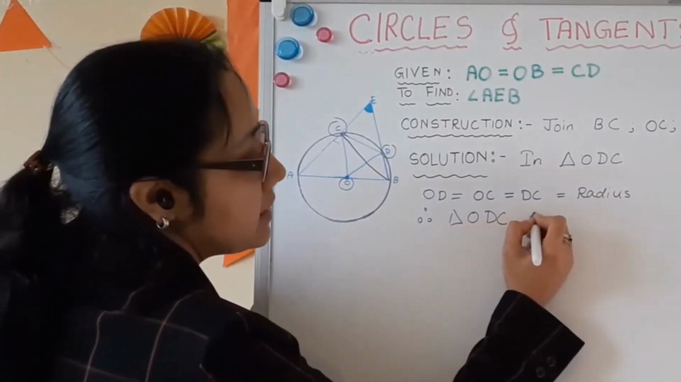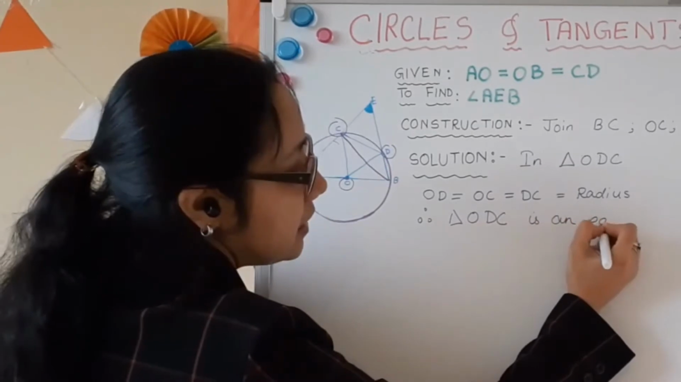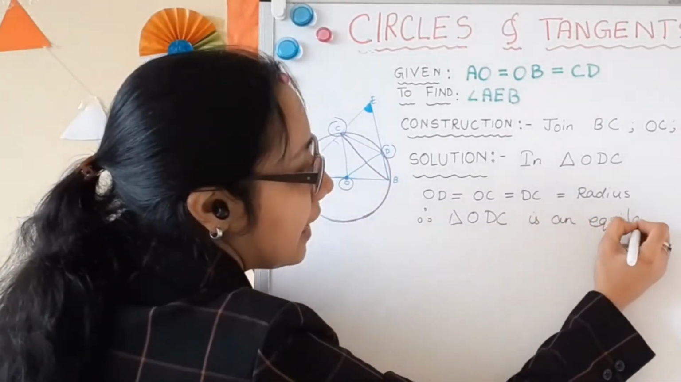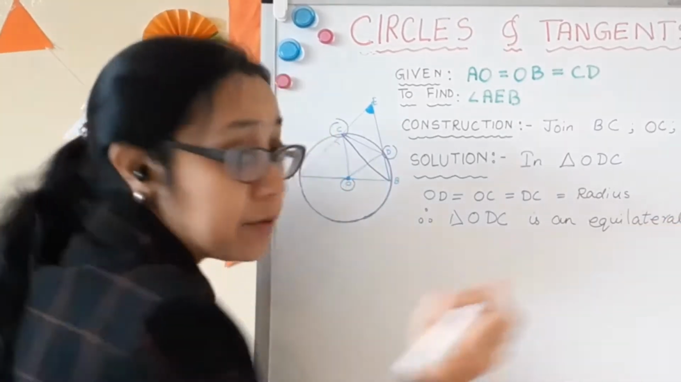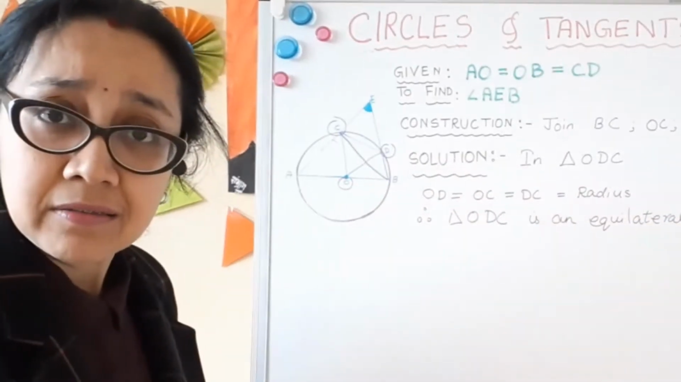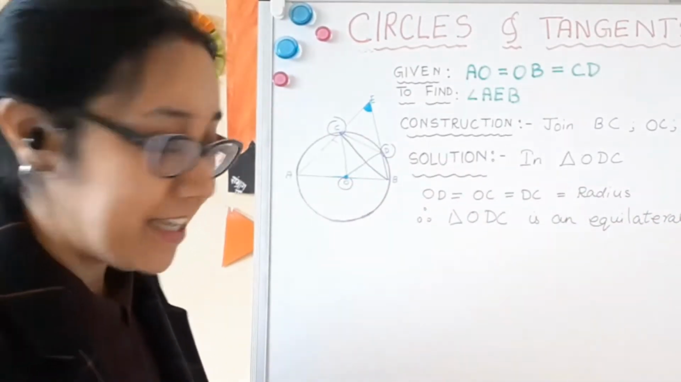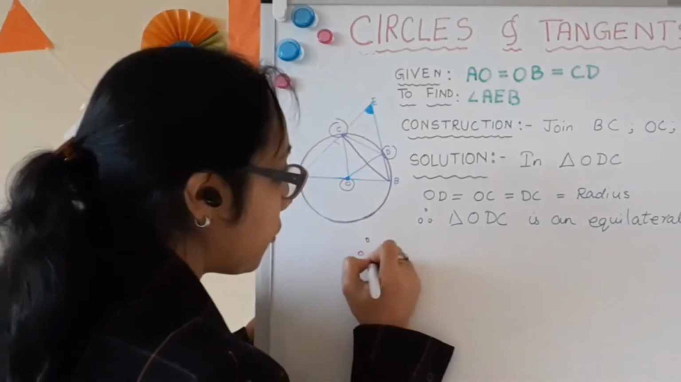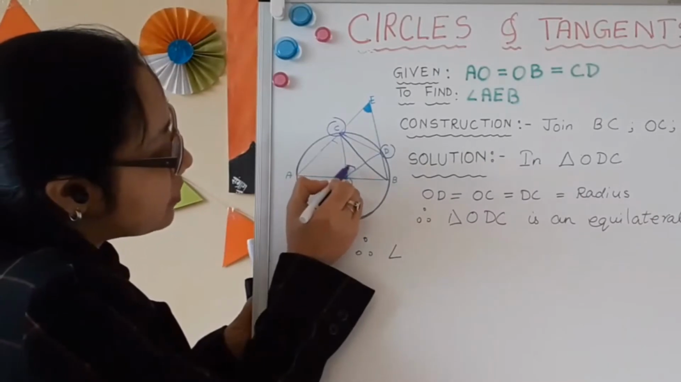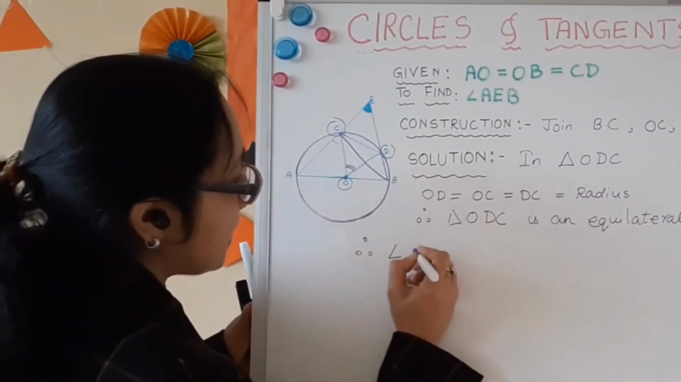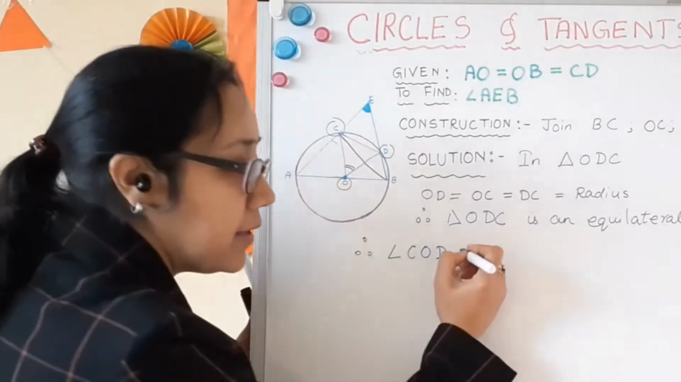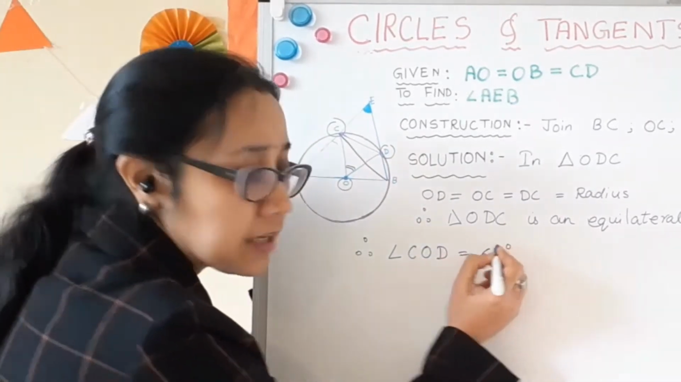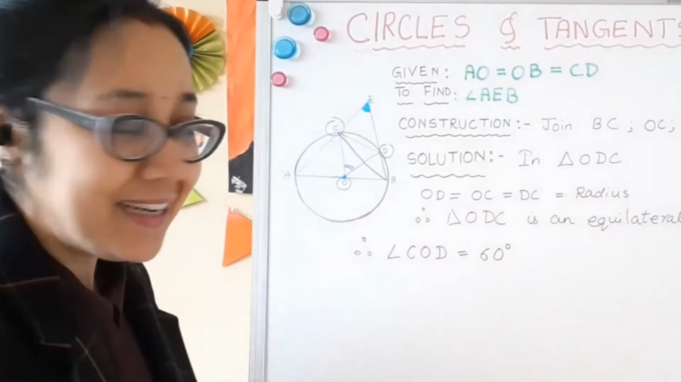Therefore triangle ODC is an equilateral triangle. And what's the angle of an equilateral triangle? Yes, you are right, it's 60 degrees. So we can write, therefore, angle COD is equal to 60 degrees because it is a part of the equilateral triangle.